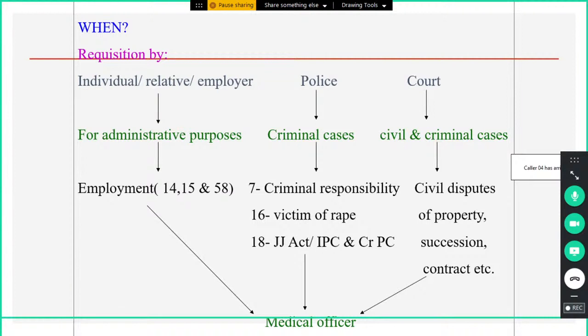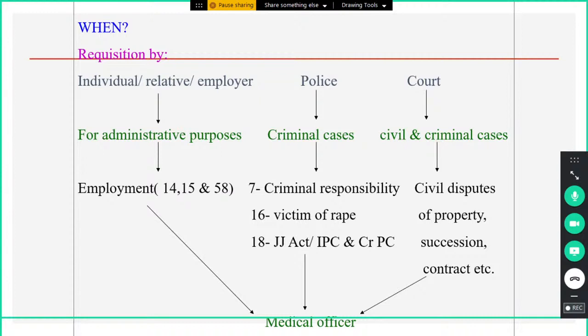Now, what is the importance of age estimation in forensics? Any individual, relative, employee, police person, or any court person can give a request letter to any doctor, even to an MBBS doctor, to estimate the age of the given person. It could be either for administrative purposes or for criminal cases. In criminal cases, I'll give you one example: a victim of rape.